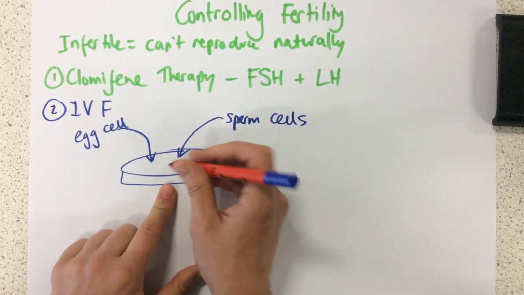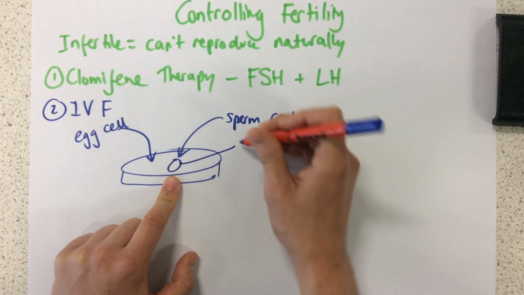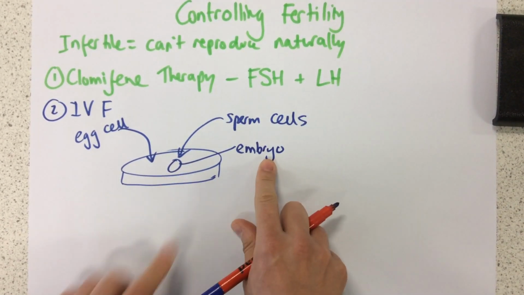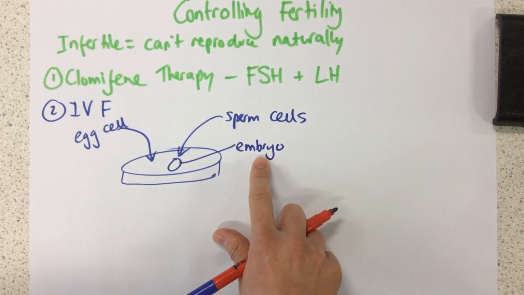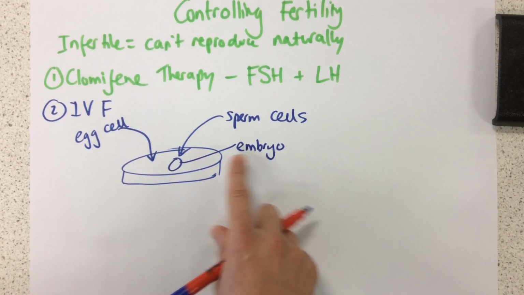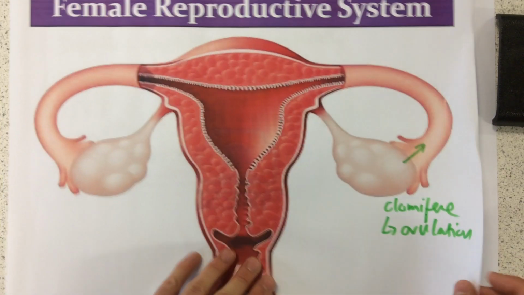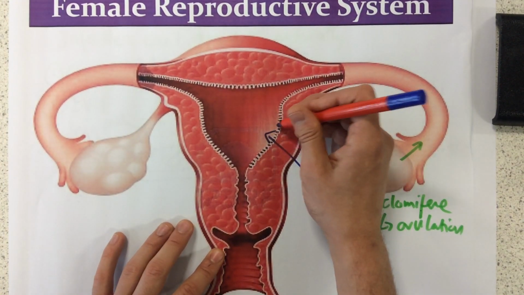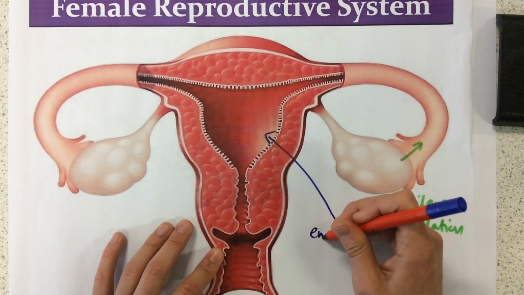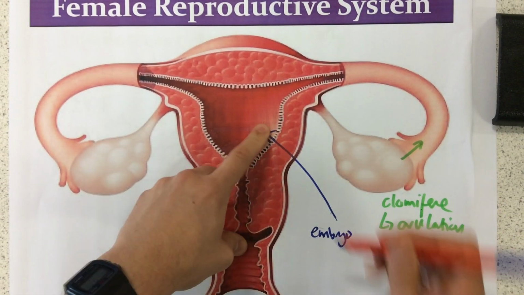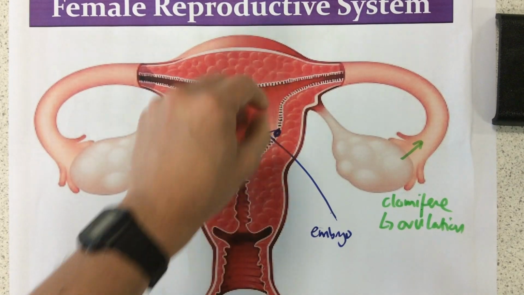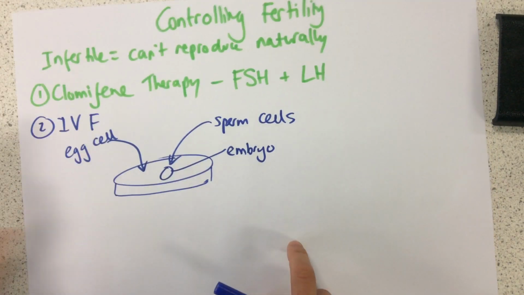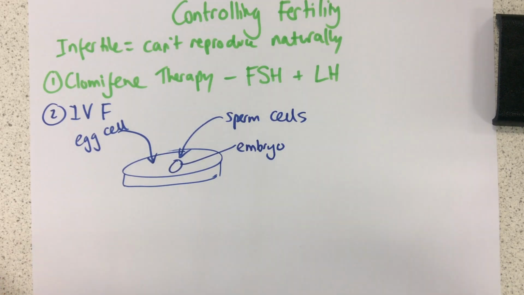Once fertilization has occurred, we form an embryo. That's just a developing ball of cells that will become the fetus and then the baby. Once we have the embryo, we can put the embryo back into the uterus here, and then hopefully it can implant in the wall here and the baby can develop. So that is how IVF, in vitro fertilization, works.